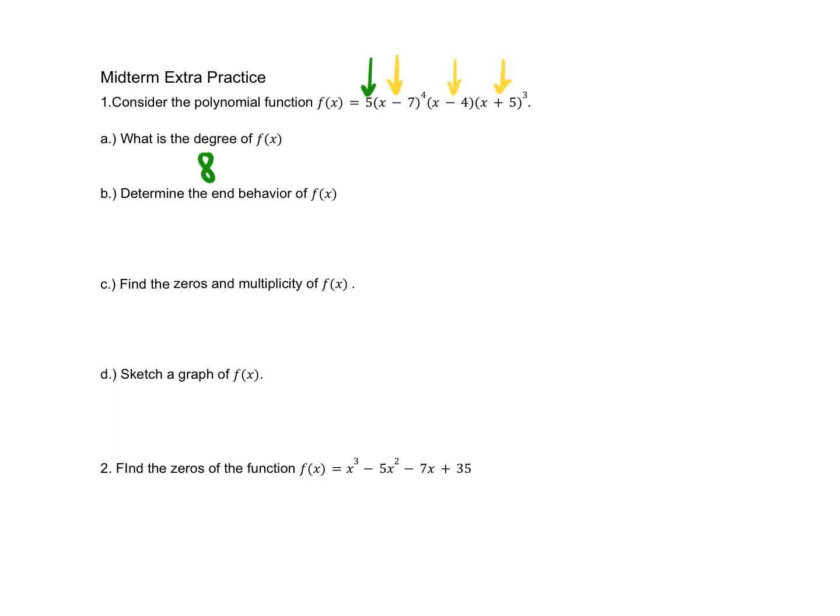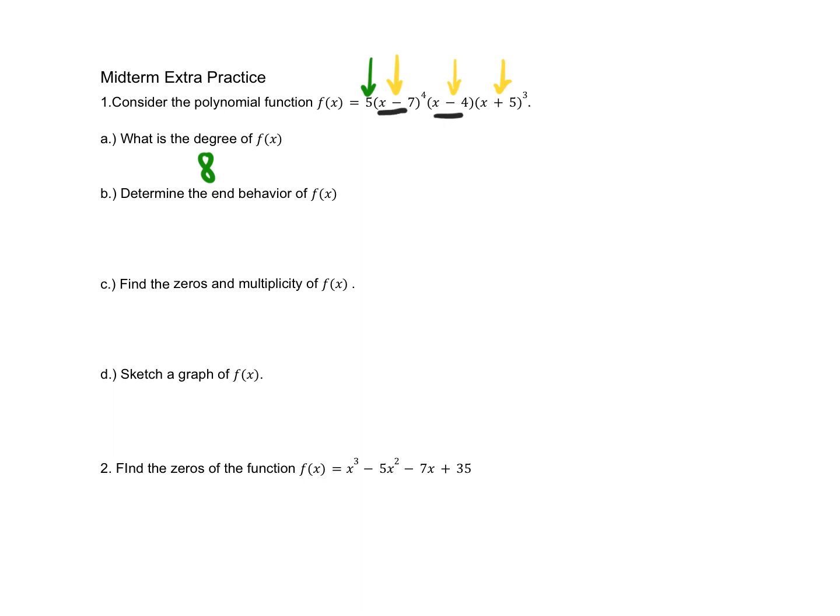Now in general it says determine the end behavior, but I'm going to leave that. Typically this is better to do after you graph it. So I'm going to wait until I get through D, and then I'll go ahead and graph it, and then I'll talk about the end behavior. So let's find the zeros and the multiplicities.